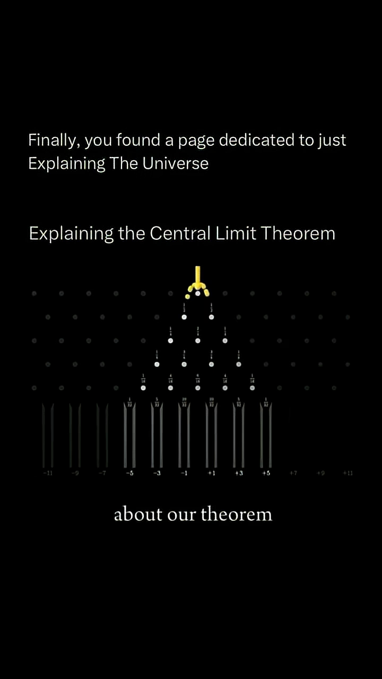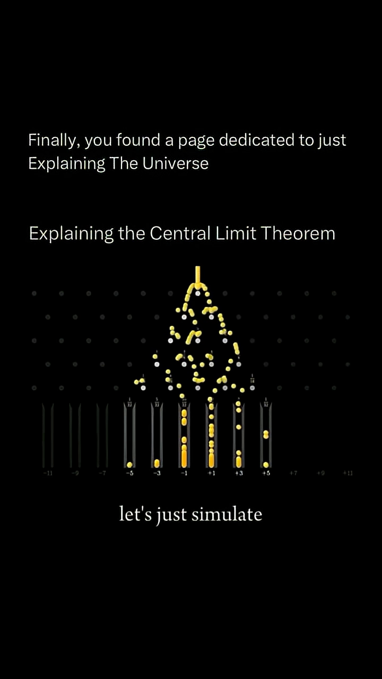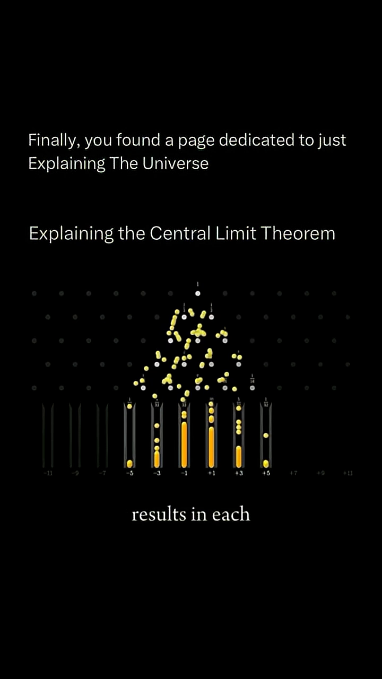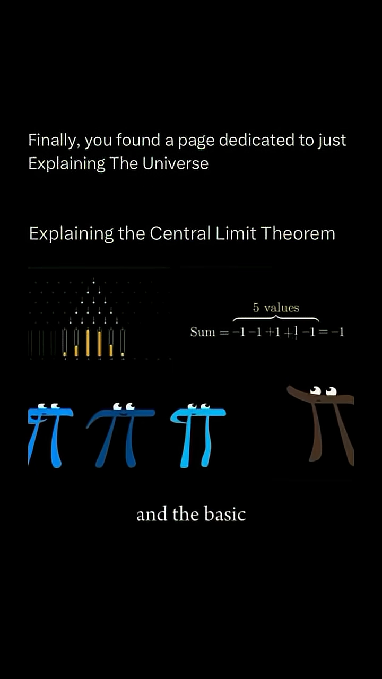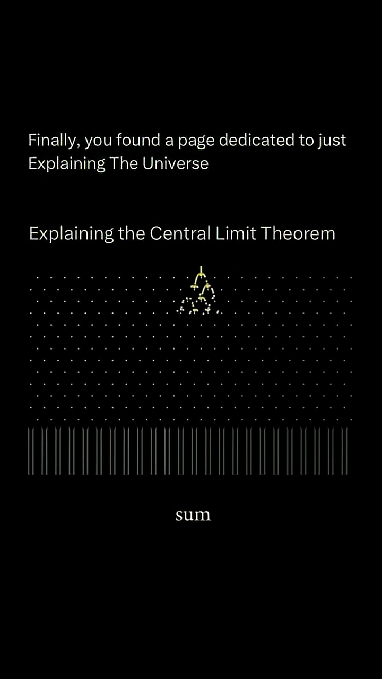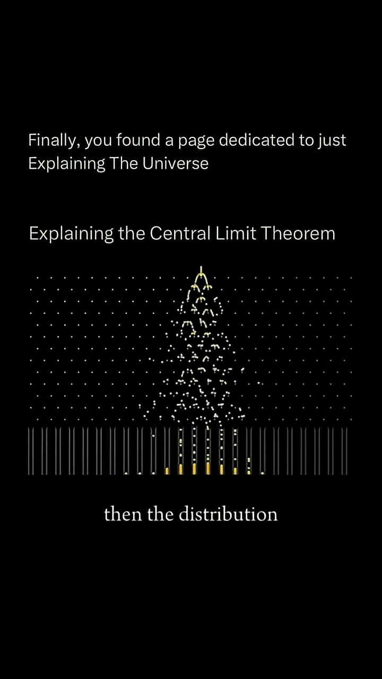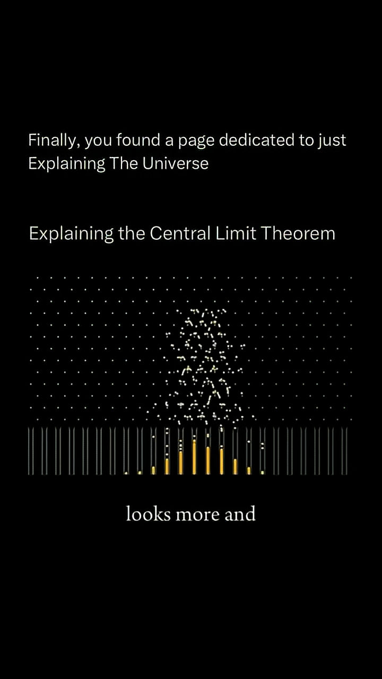The neat thing about our theorem is how far it goes beyond the simple examples. So to start off at least, rather than making explicit calculations, let's just simulate things by running a large number of samples and letting the total number of results in each different outcome give us some sense for what that distribution looks like. And the basic idea of the central limit theorem is that if you increase the size of that sum, for example, here that would mean increasing the number of rows of pegs for each ball to bounce off, then the distribution that describes where that sum is going to fall looks more and more like a bell curve.